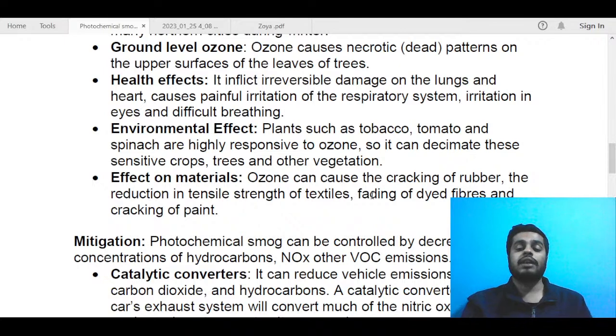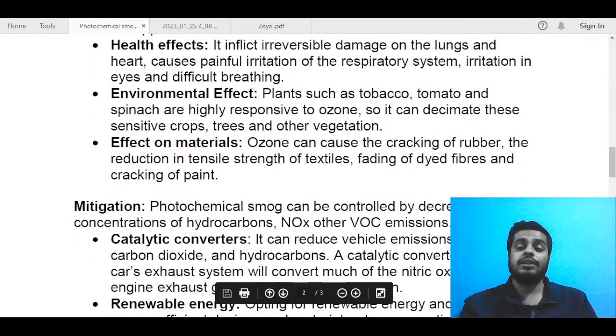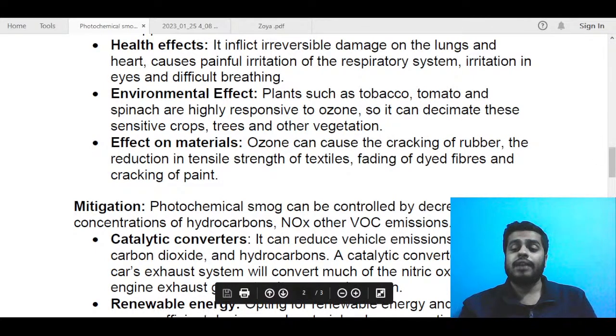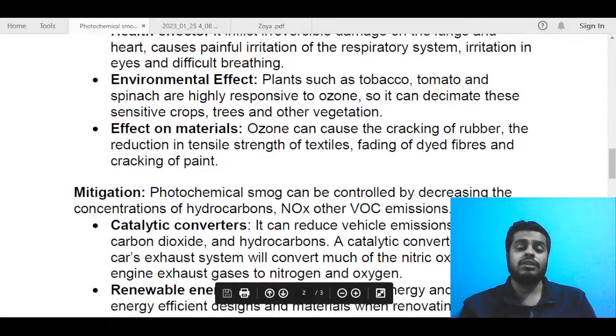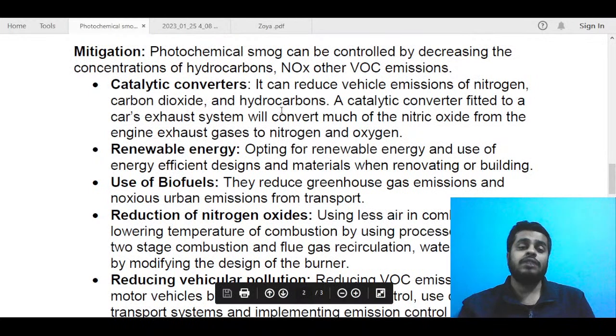Ozone can cause the cracking of rubber, a reduction in the tensile strength of textiles, fading of dyed fibers, and cracking of paint. So these are the major effects that could have been mentioned. I think three or four of these were pretty common knowledge. If you have read a bit of environment or science and tech, you should have gone through these things. Next, we talk about the mitigation of this photochemical smog.